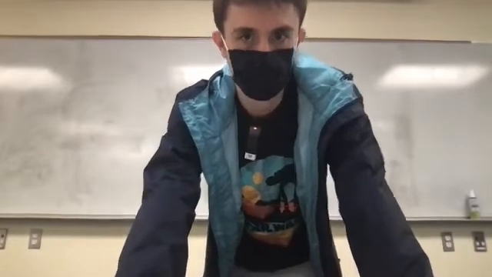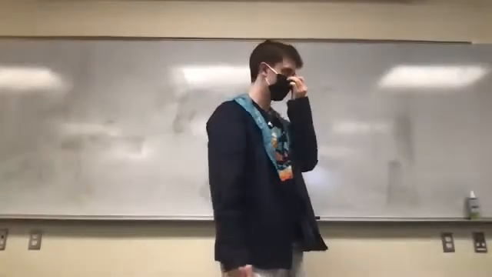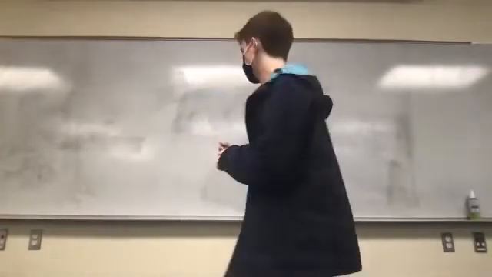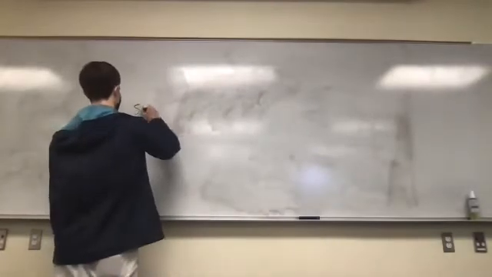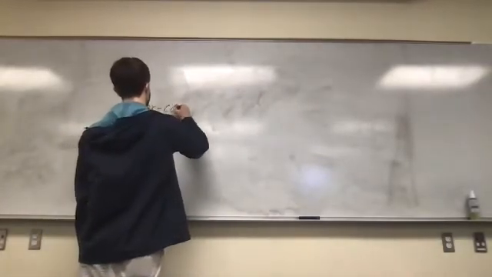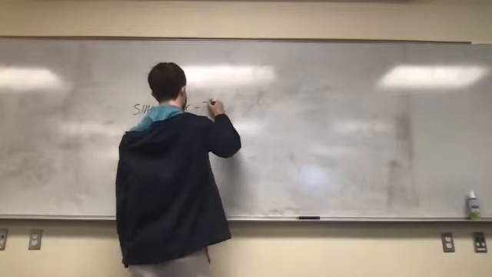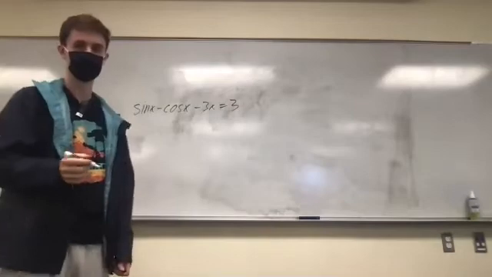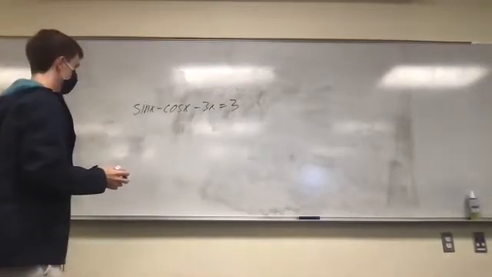And I was wondering if there's any better ways to figure that out than using Desmos or using minimum and maximum values. Can you repeat what that was again? It was, I believe, sine x minus cosine x minus 3x equals 3. Okay. Over the interval -1 to 1, inclusive.